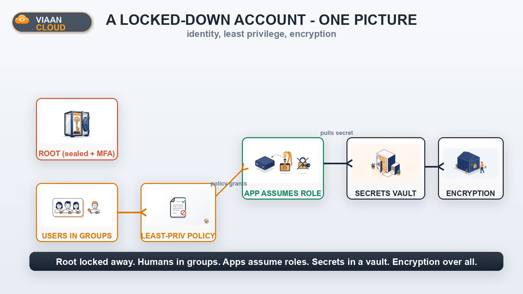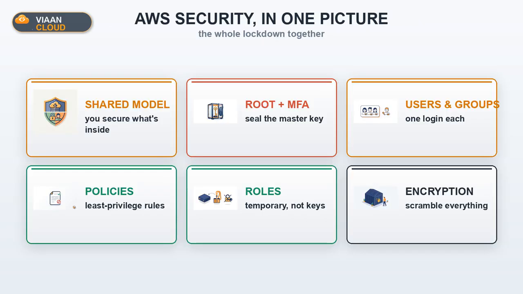Notice the shape, identity in the middle deciding who can act, least privilege policies narrowing every door, and encryption as the final backstop. That is a properly locked down account. Let's bring it together. Security on AWS is shared. AWS secures the building, you secure what's inside. IAM is how you do your half.